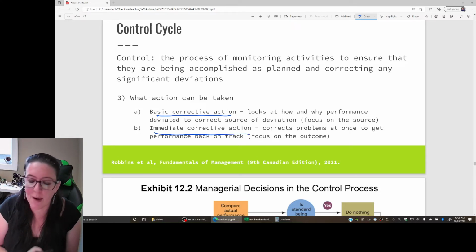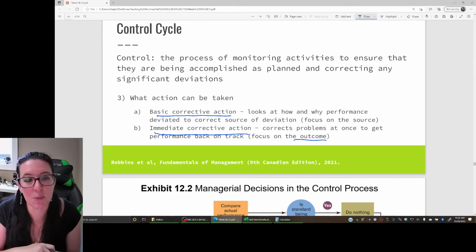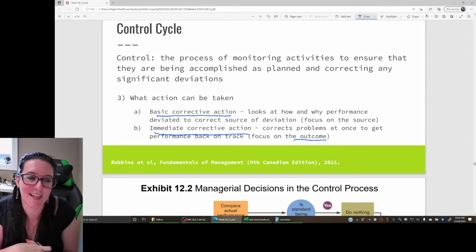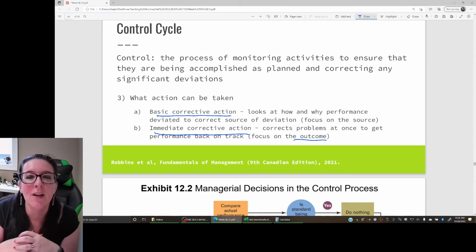Alternatively, we could look for immediate corrective action. So this here focuses on the outcome instead of the source of the problem and says, okay, the problem's already occurred, we just need to fix it. So let's suppose that in terms of customer satisfaction, what we are finding is that our customer satisfaction score, we survey the customers in terms of how happy they are with our product. We want to be a 4 out of 5 on that scale. We are currently sitting at a 2.